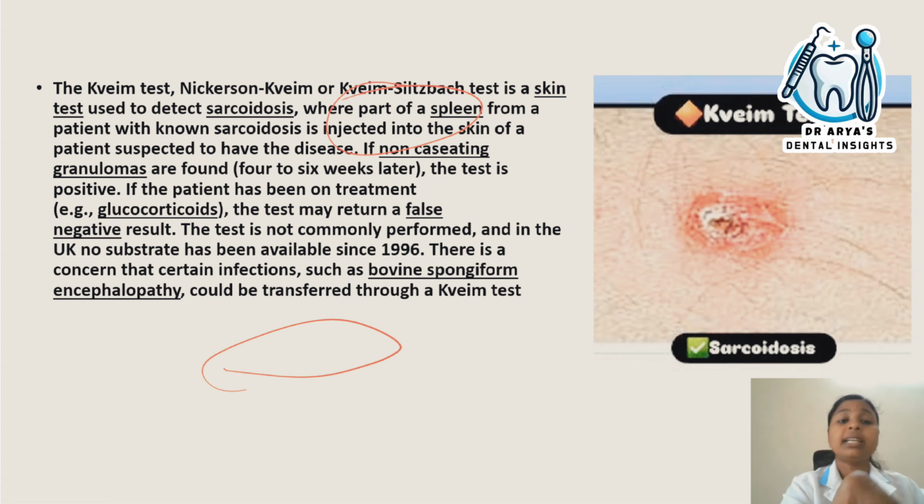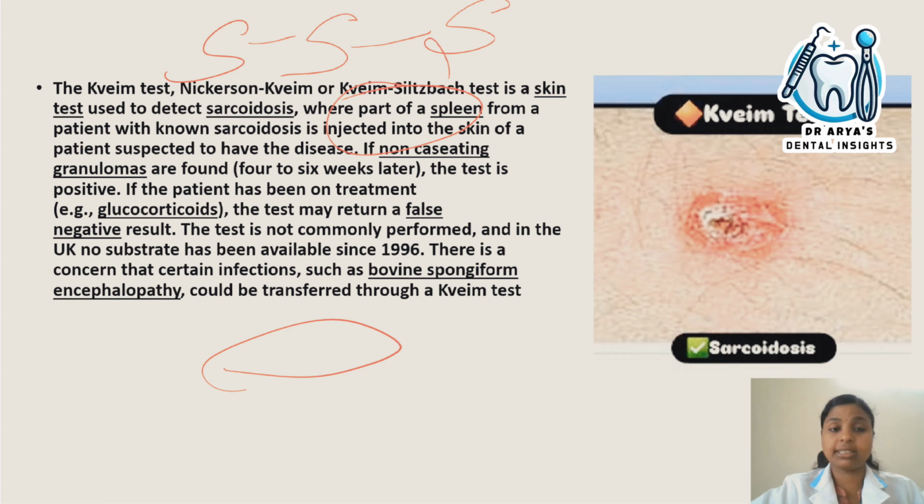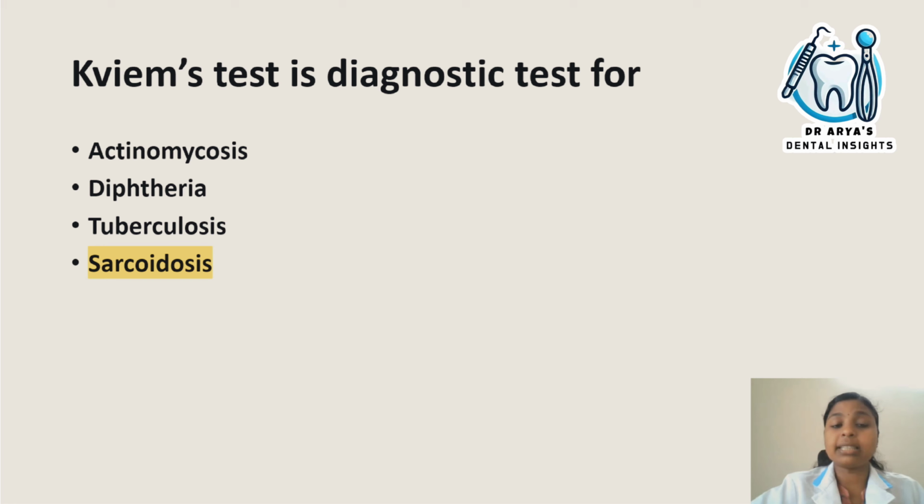So Kveim test, it is a skin test and it is used to detect sarcoidosis, and here part of spleen from a patient with sarcoidosis is injected into the skin of a patient suspected to have the disease. That is known as Kveim test or Nickerson-Kveim or Kveim-Siltzbach test. So the answer is sarcoidosis.